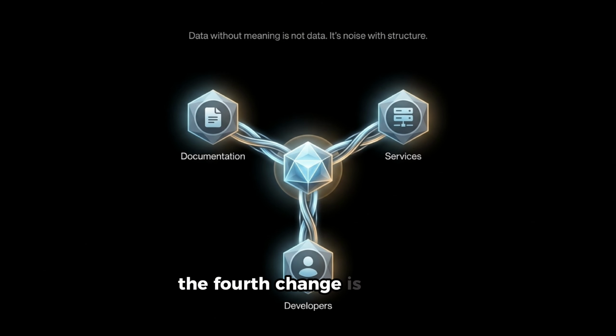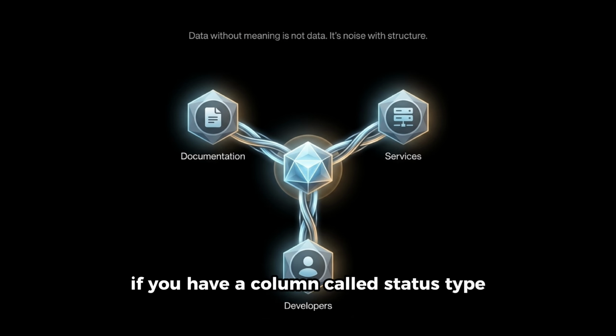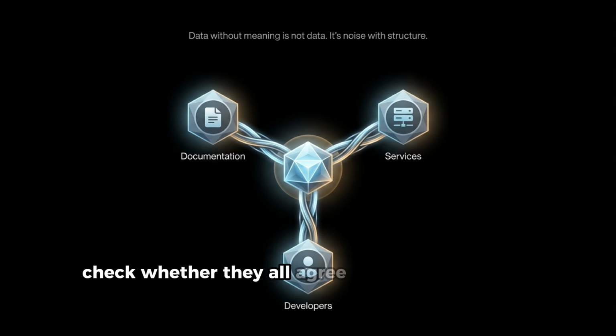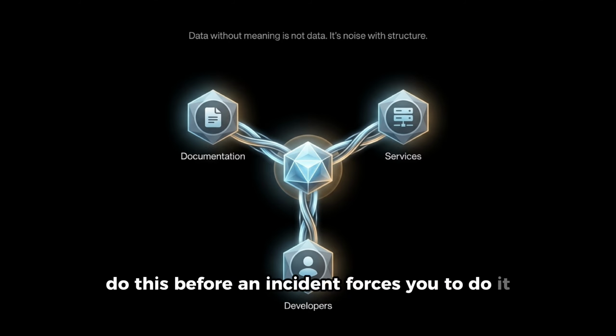The fourth change is to audit your existing magic numbers before they audit you. If you have a column called status, type, flag, mode, or code that stores integers, look at every value currently in production. Find every place in the codebase that reads or writes that column. Check whether they all agree on what each value means. Do this before an incident forces you to do it under pressure.